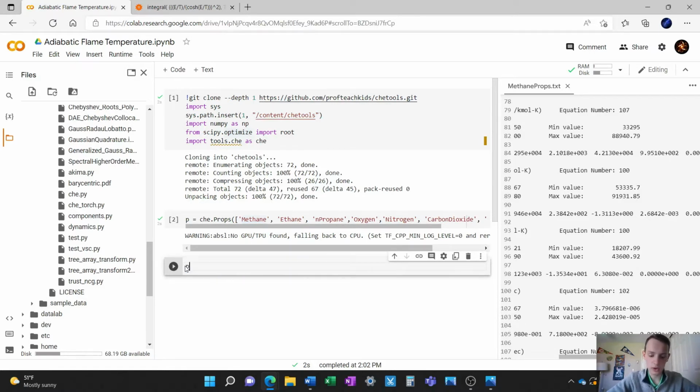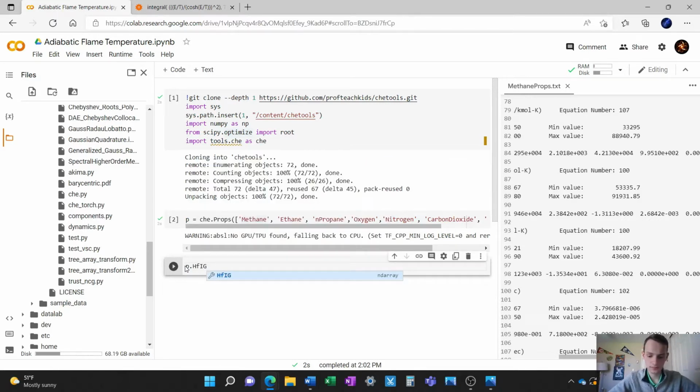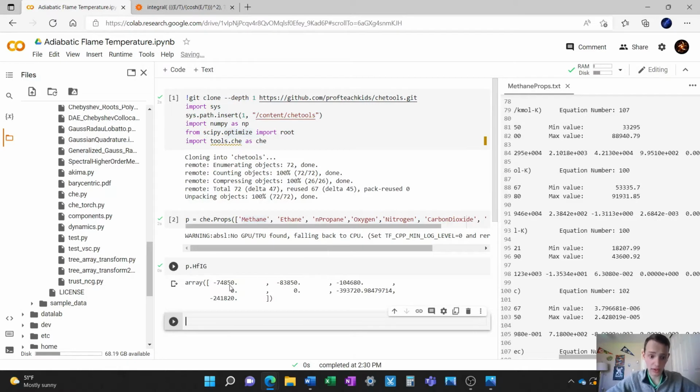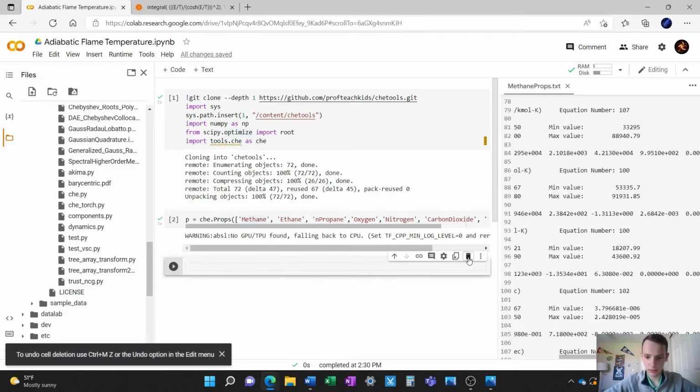So if I do PHFIG, that is going to give us the standard heat of formation for all of these gases. Notice that oxygen and nitrogen there, in proper order, are 0, because they're O2 and N2. They're already in their most plentiful form at standard temperature and pressure. So we do have to account for that.